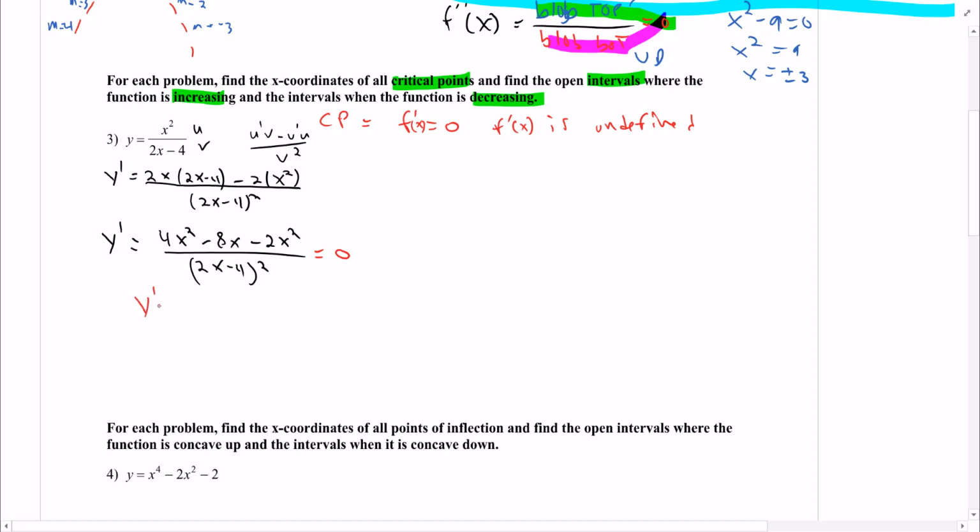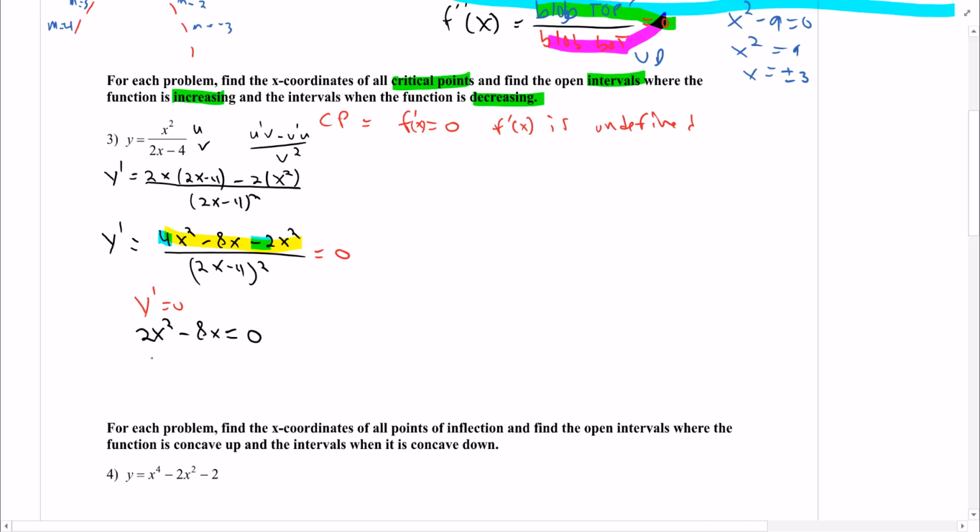To find when y prime equals 0, we're going to take this top piece and set it equal to 0, right? So we're going to take 4x squared minus 8x minus 2x squared. Can we clean that up a little bit? If we combine like terms, we're going to get 2x squared here, right? I'm combining 4x squared with minus 2x squared. And we're setting the top equal to 0.